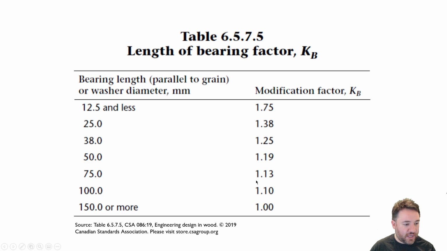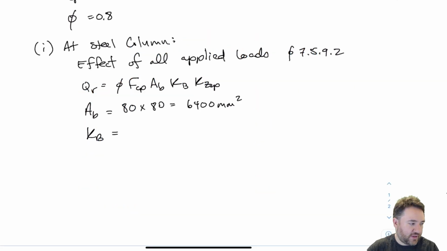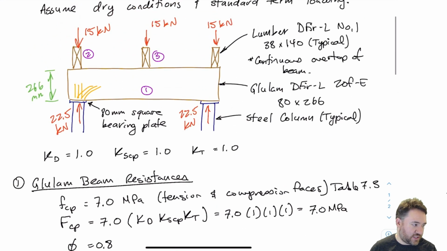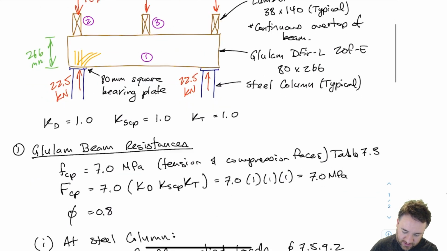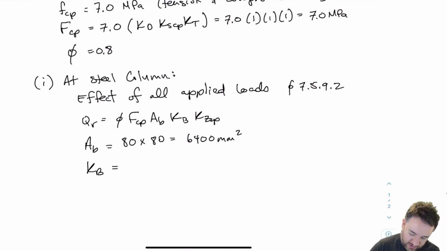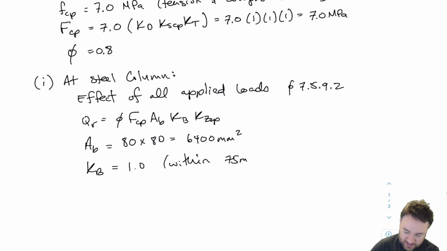But I need to recall that this table only applies if A, I'm not near the end of a member, not within 75 millimeters of the end of a member, and B, that I'm not in an area of high bending stress. So here in particular, I'm definitely within 75 millimeters of the end. The joist is basically right at the end of the member. I haven't specifically shown that it's within 75 millimeters, but let's say that it is. So therefore, KB has to be 1.0 because it's within 75 millimeters of the member end.